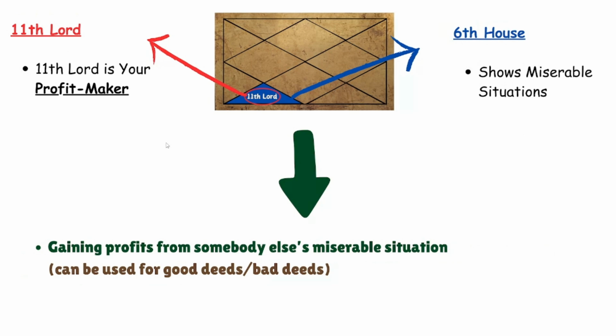11th lord is your profit maker, income maker, and the 6th house is the house of miserable situations. So you need to understand that with this placement, you're only going to gain your profits and income from somebody else's miserable situation. Now you can use this for good deeds by doing legal help, medical help, social service help, or it can also be used for bad deeds.